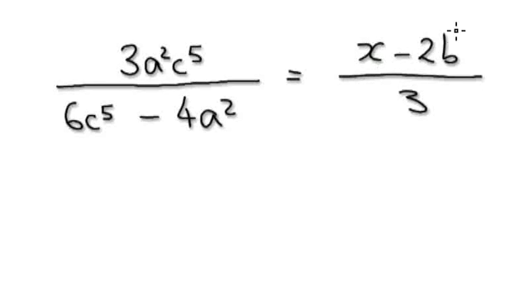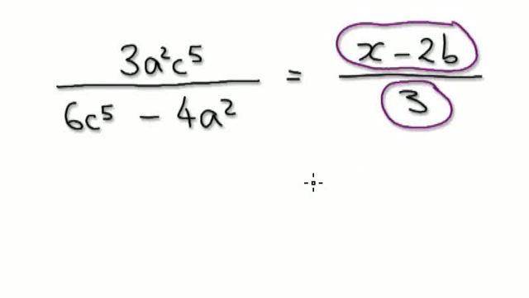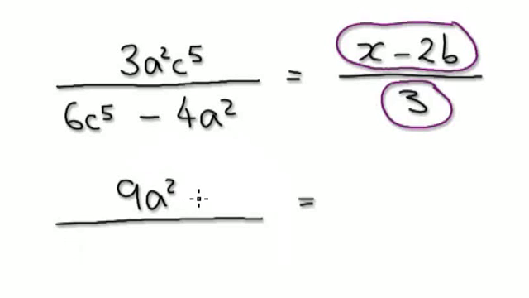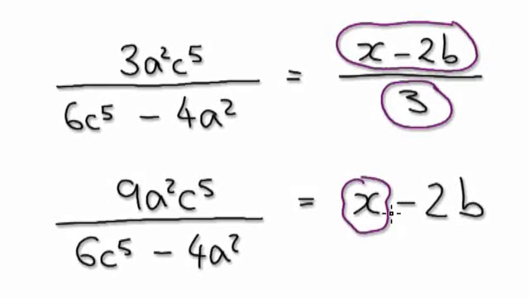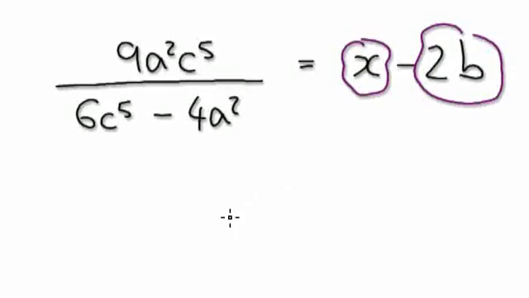Okay, and now, keep an eye on x, because that's what you're trying to make the subject. Let's times both sides by 3. So remember, when you times a fraction, it goes to the top. So it will be 9a squared c to the power 5, and this would be x minus 2b. So now visualize this, take away this. So let's add 2b to both sides.